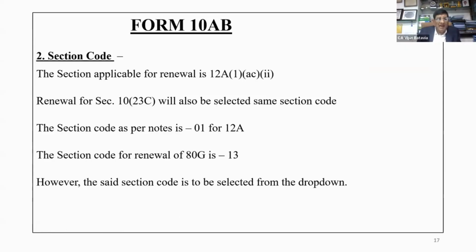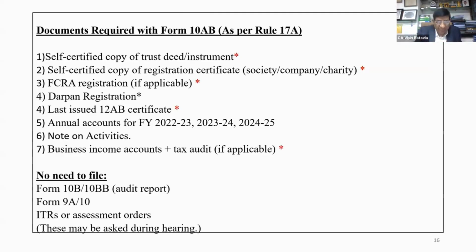Let's start. Now, documents to be attached: a self-certified copy of the trust deed. Rule 71 prescribes all these things. Even in the notes of Form 10AB, they have given what documents are to be attached. The only thing I want to touch on here is that Darpan registration has now become mandatory. Not officially, but it has now become mandatory.